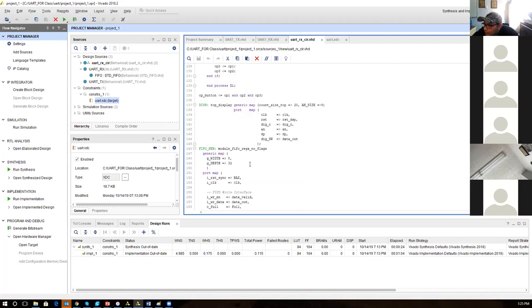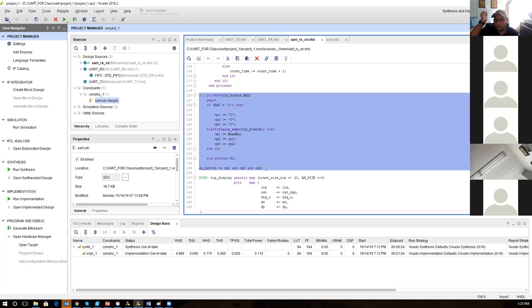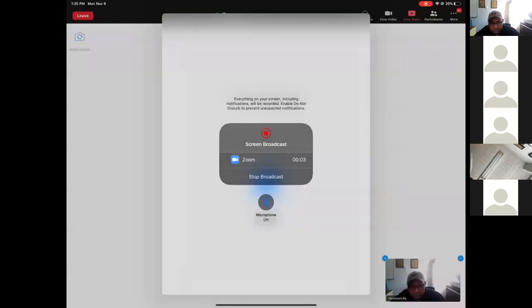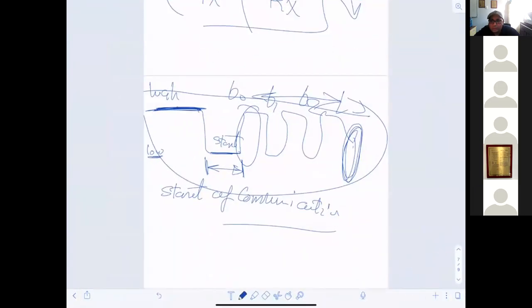So if you look at my code here, this is the debouncer, okay? Read enable is the one helping me to fill the FIFO. I didn't fill the FIFO in front of you, right? But generally, I can just turn it on. One second. Everybody can see my screen, right? Now, can you see my tablet?